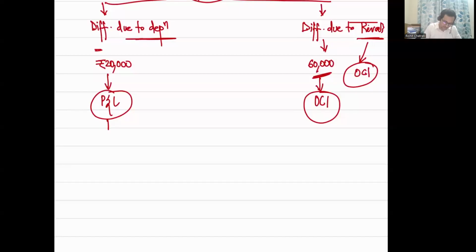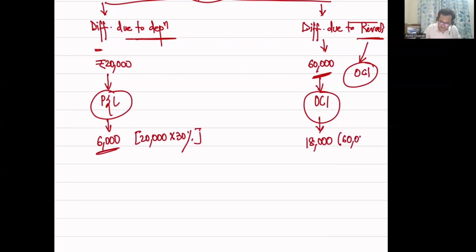30% of 20,000, which is 6,000 rupees, will be recognized in P&L. And 60,000 multiplied by 30 percent, which is 18,000, will be recognized in OCI.